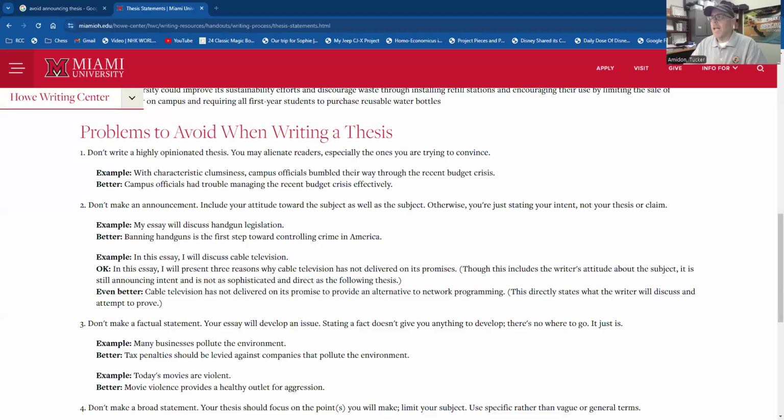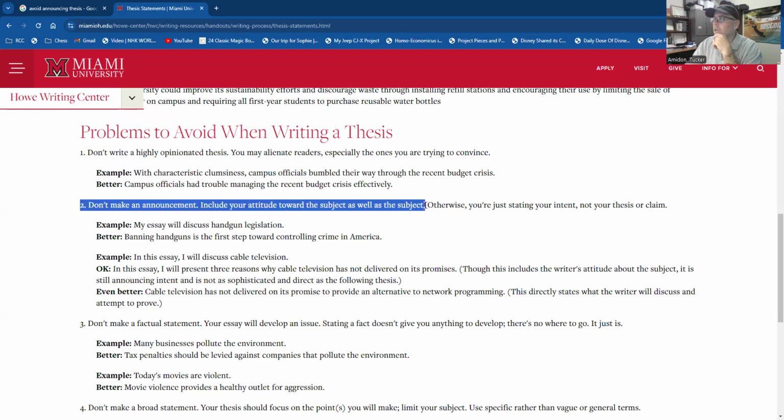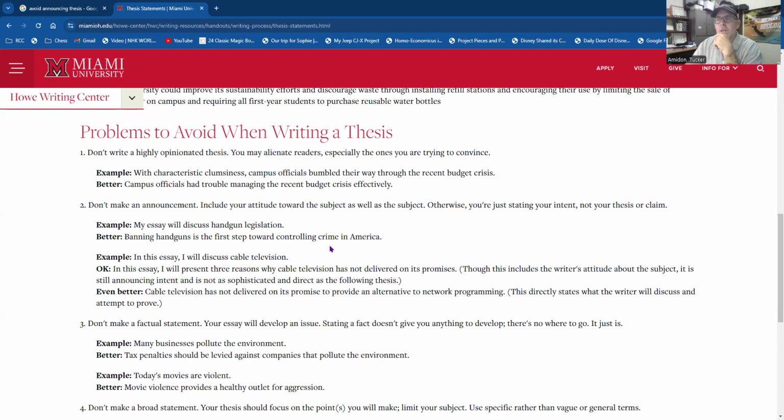Okay, so we're looking at it here. So don't write a highly opinionated thesis, but be bold. Not too worried about that. It's this number 2 here. Don't make an announcement, right? Include your attitude towards the subject as well as the subject. Otherwise, you're just stating your intent, not your thesis or claim. So telling me that you're going to write about Dunbar and Castillo and social expectations, that's your intent. But that's not what you're actually going to be saying. You're going to be making a larger, stronger analytical claim.